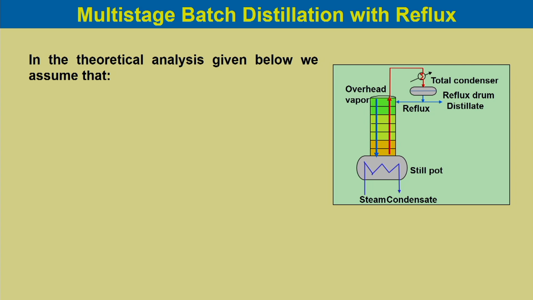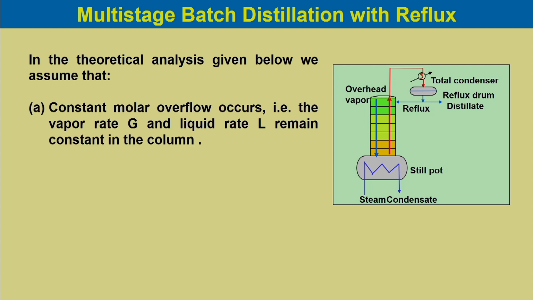In the theoretical analysis given below, we assume certain things. One is constant molar overflow occurs, that is the vapor rate G and the liquid rate L remain constant in the column. So, that is the first assumption we will make for the theoretical analysis of multi-stage batch distillation with reflux. Liquid hold up on the plates is negligible.